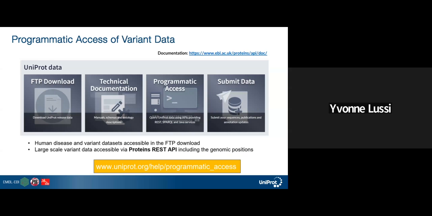So finally, I would like to draw your attention to the programmatic access of variant data that we offer. You will find the access at the bottom of the main UniProt page under UniProt data, where you can use the FTP download to find the list of human diseases, a file with human missense variants annotated in UniProt, as well as files of amino acid altering variants imported from Ensembl variation database. And you can access large-scale variant data via Proteins REST API, including the genomic coordinates of the UniProt sequences.